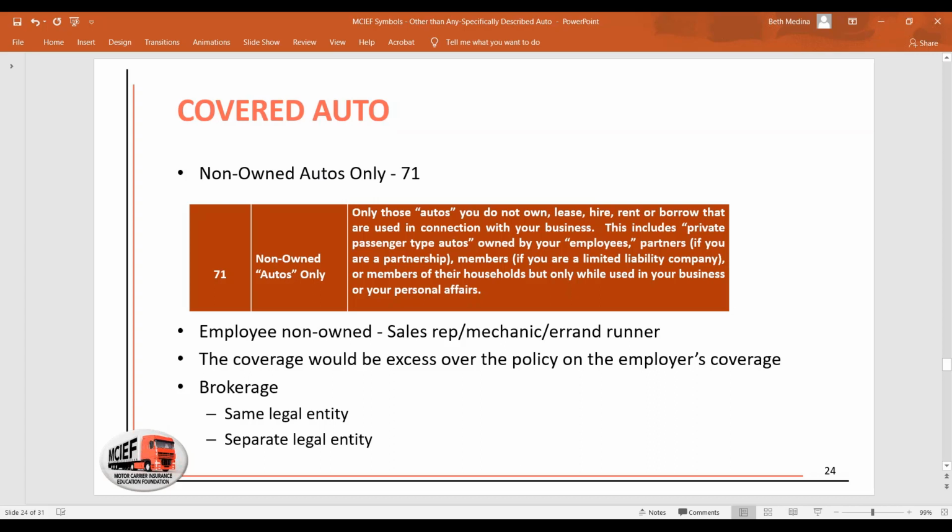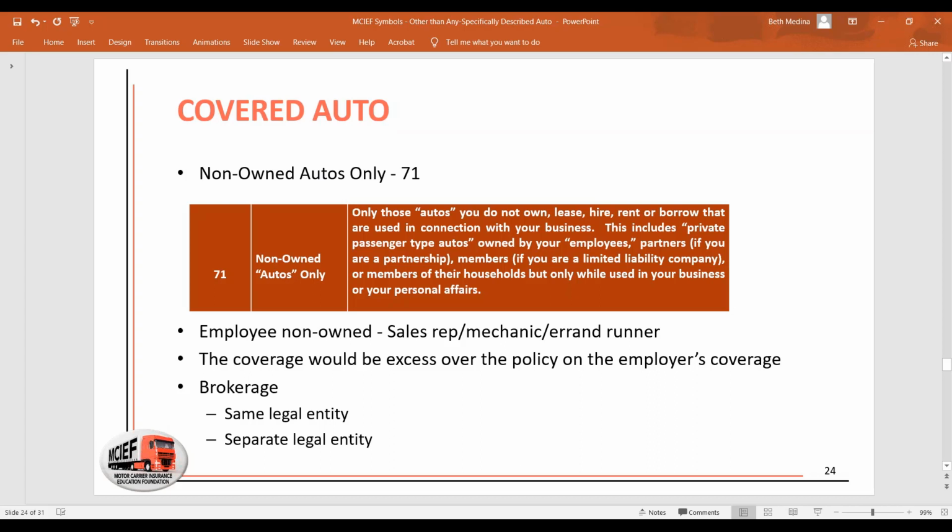And so in those cases, it would be primary coverage on the vehicles of the sales rep, mechanic, or somebody running the errand, and our policy would be excess if we have non-owned auto coverage. So this coverage will be excess. That's the key here. There is an exposure here, though, that we do not consider, and that's brokerage.